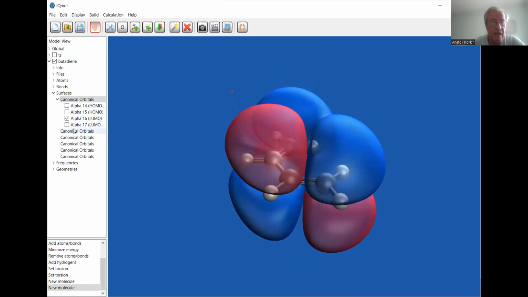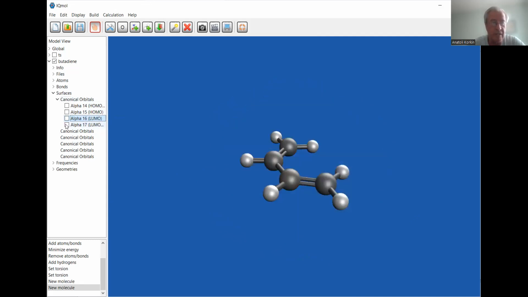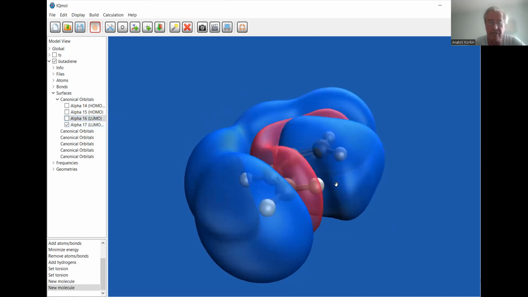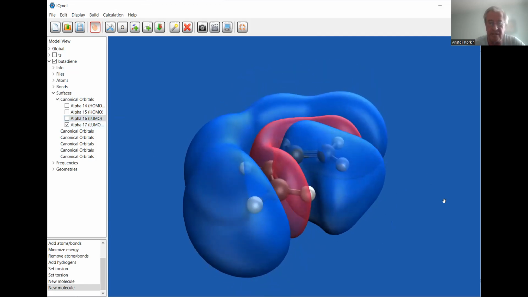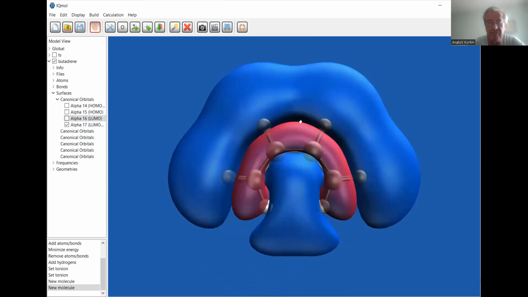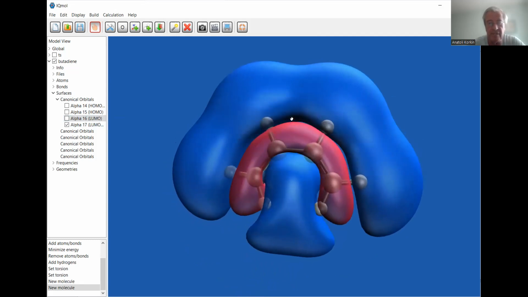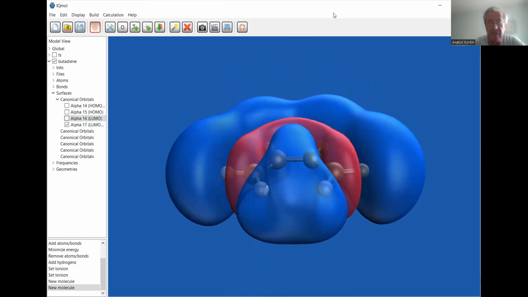Okay, so let's just for curiosity look at the next one. However, this is no longer a pi orbital. This orbital is located more on a hydrogen.